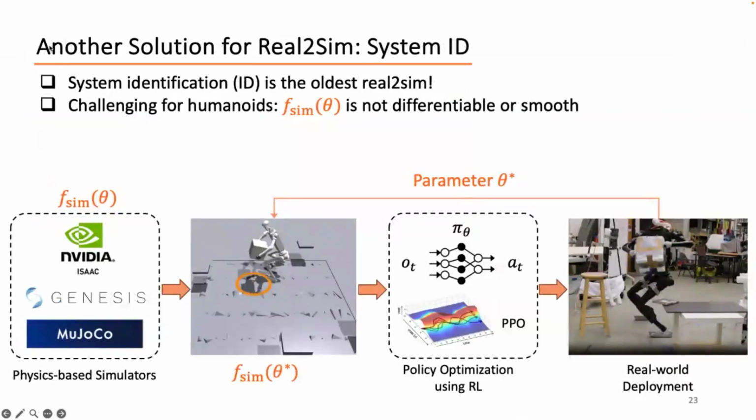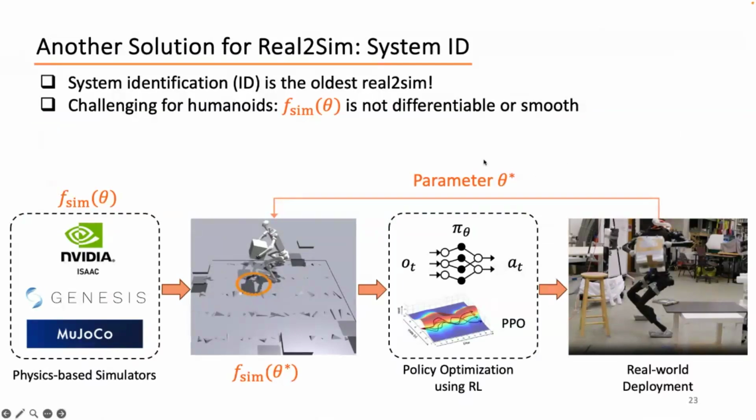Another solution for real to sim, delta A, could be a little bit complex and it needs RL. Another solution for real to sim is system ID, right? System ID is the oldest real to sim, because what we learn is not a neural network model or a policy. We just identify parameters, right? We deploy the policy in the real world and we identify the simulation parameter theta star. We go to the simulation, right? Theta star, theta is the parameter of the simulator.